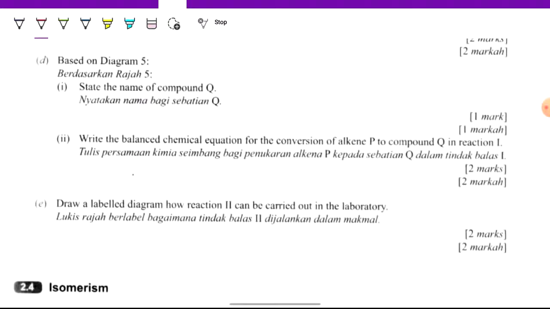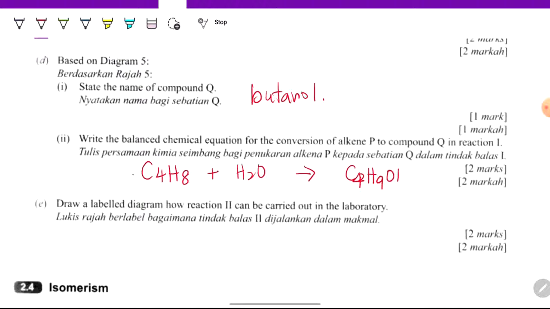Next, based on diagram 5, state the name of the compound Q. So from the butene, it undergoes hydration and forms the alcohol. So the alcohol's name will be butanol. Write the balanced chemical equation for the conversion of alkene P to compound Q. So meaning that C4H8 reacts with water, so it forms butanol, C4H9OH. So it's a balanced chemical equation.